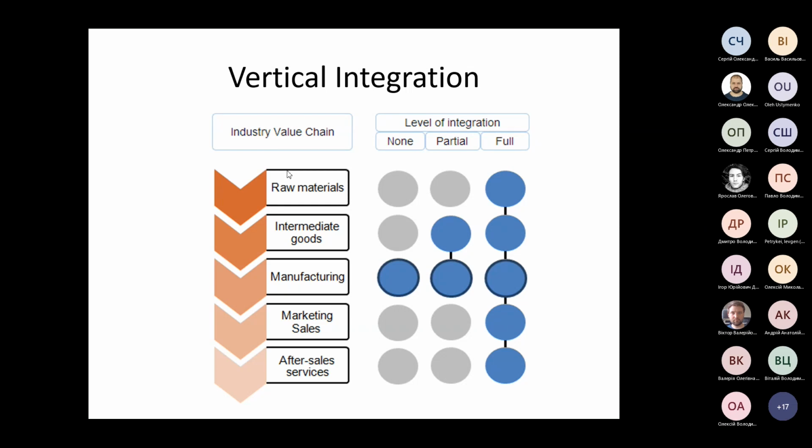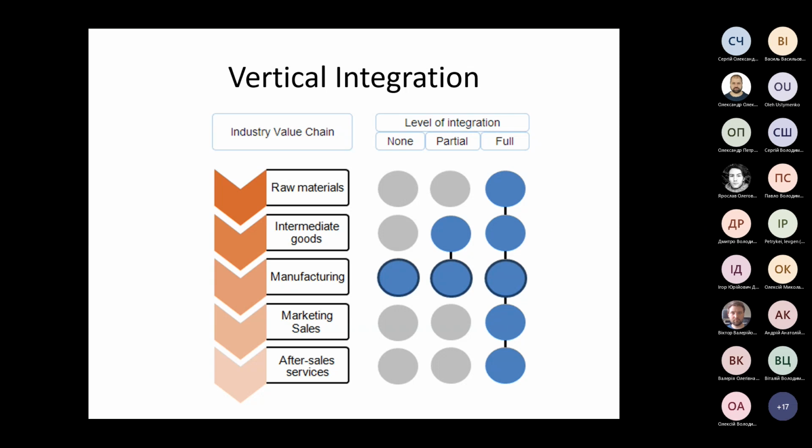For example, here we have silicon. Then we can create computer chips, and then we are producing the computers with the detail. And then we have some sales service, and then we have after sales services. This is the general industry value chain in any industry.